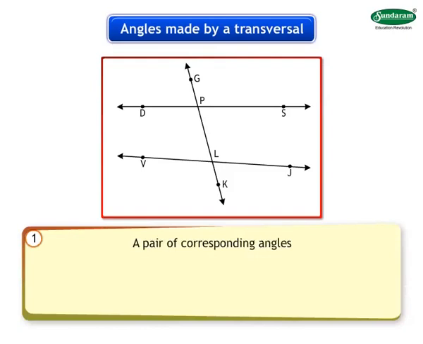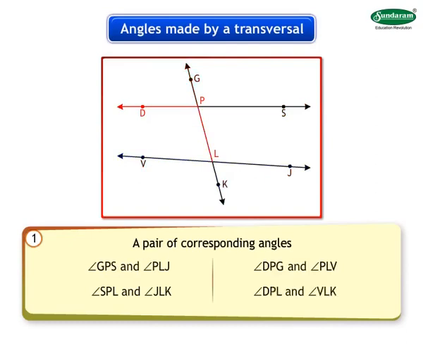Number 1. A pair of corresponding angles. Look at the figure. There are 4 pairs of corresponding angles: angle GPS and angle PLJ, angle SPL and angle JLK, angle DPG and angle PLV, angle DPL and angle VLK.